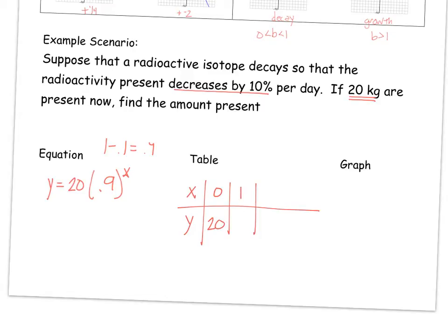And now we take our calculator. And make sure you do this so you know how to punch it in. 20 times 0.9 to the power of 1. And we get 18. And then you do 20 times 0.9 to the power of 2. And you get 16.2. We'll just do one more. 20 times 0.9 to the power of 3, which is 14.58. So it goes down by 10% each time.